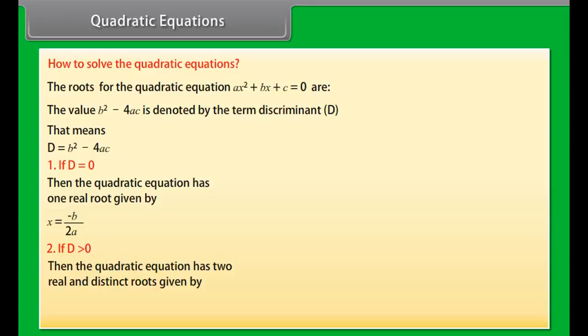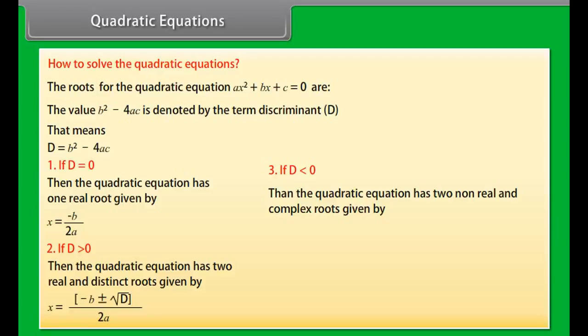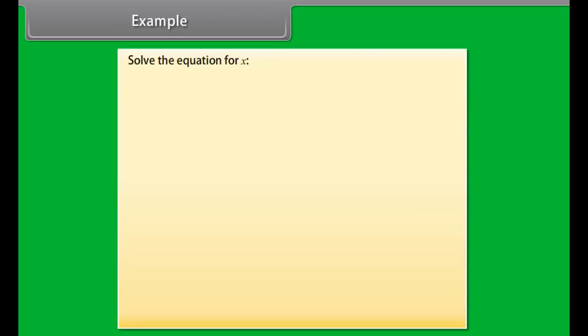2. If D > 0, then the quadratic equation has two real and distinct roots given by x = (−b ± √D)/2a. 3. If D < 0, then the quadratic equation has two non-real and complex roots given by x = (−b ± i√(−D))/2a, where i (iota) is the imaginary number.